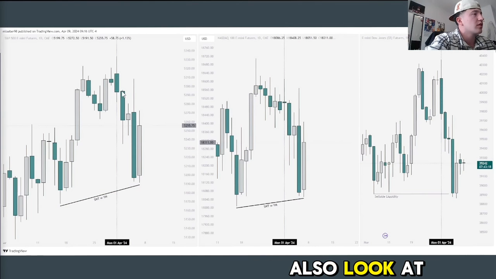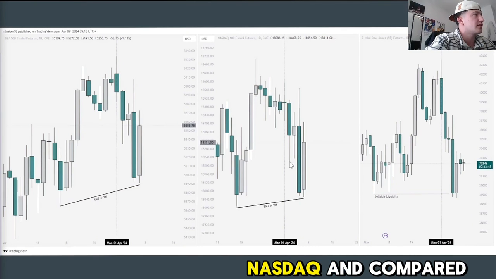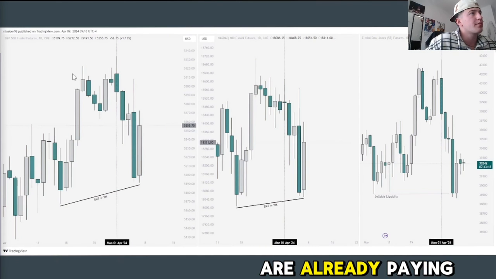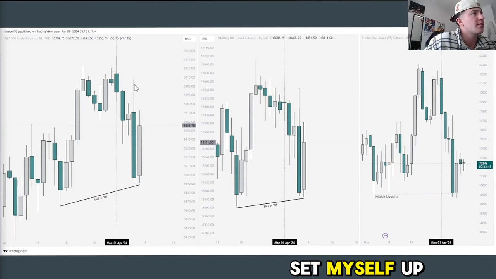But if you also look at the highs here, what do you notice? I noticed that the S&P also made a higher high, but the NASDAQ made a lower high. Overall, there is more strength that I'm noticing on the daily chart out of the S&P compared to the NASDAQ and compared to the Dow. Right off the bat, my eyes are already paying close attention to a potential position that I could set myself up with on the S&P compared to the other two.